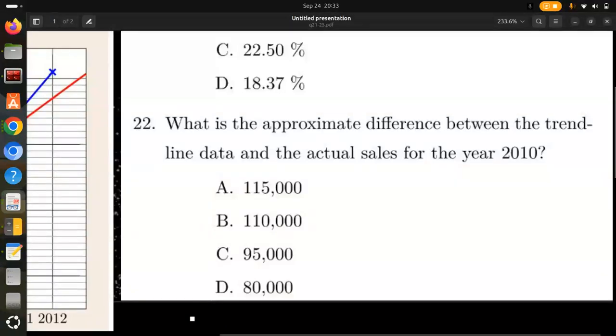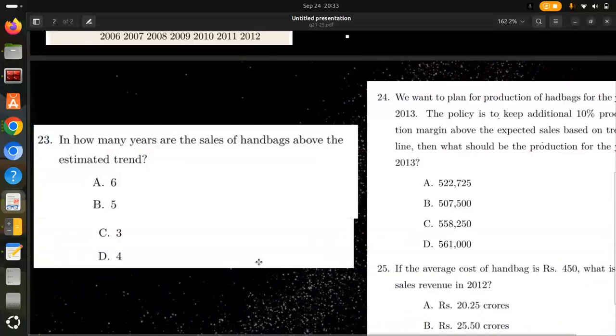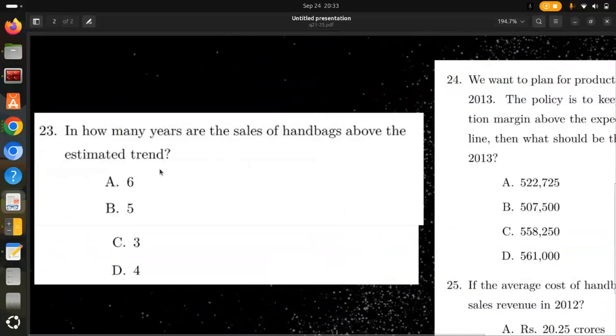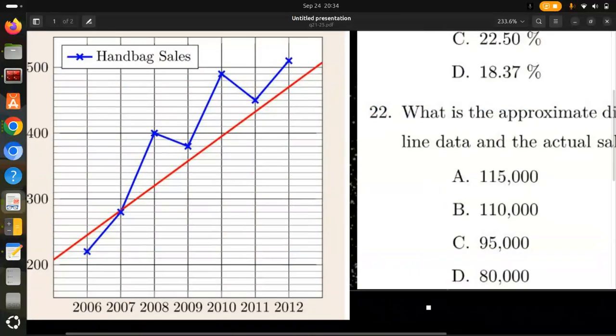So what is question number 23? In how many years are the sales of handbags above the estimated trend? So actual sales should be above the estimated trend. Let us look at the data. Here it is below. Here it is almost exactly the same, but clearly I can say it is not above. So 2007 is not above.